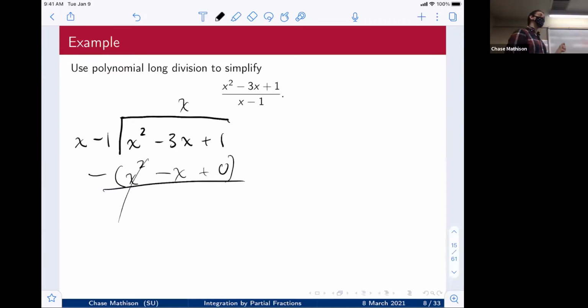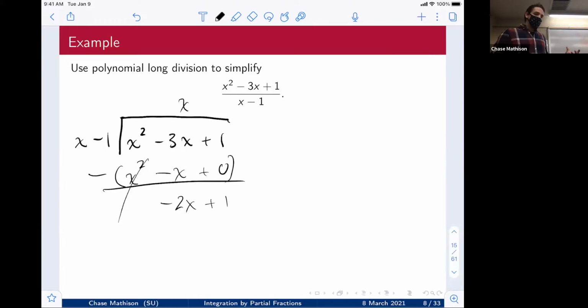Minus 3x minus a minus x gives me minus 2x, right? Minus 3 minus minus 1 is minus 2. And then 1 minus 0 is plus 1. Okay, almost there. So what can I multiply x minus 1 by to get minus 2x plus 1? Or sorry, to just get a minus 2x.